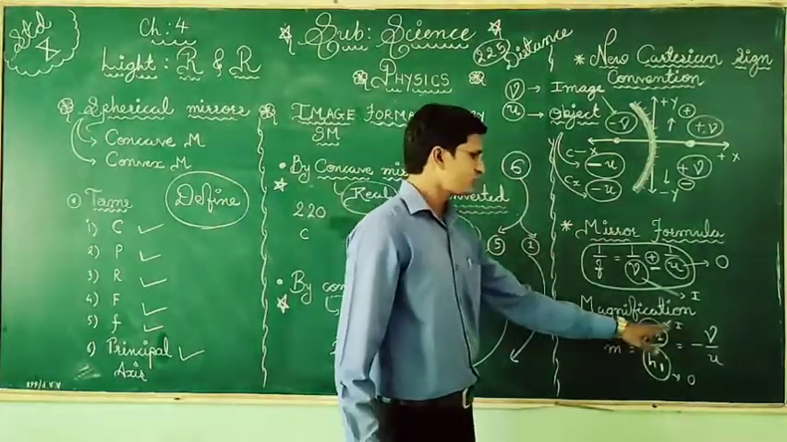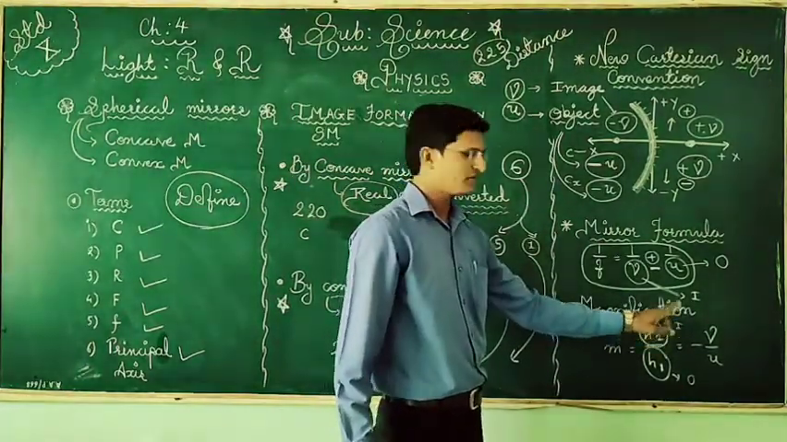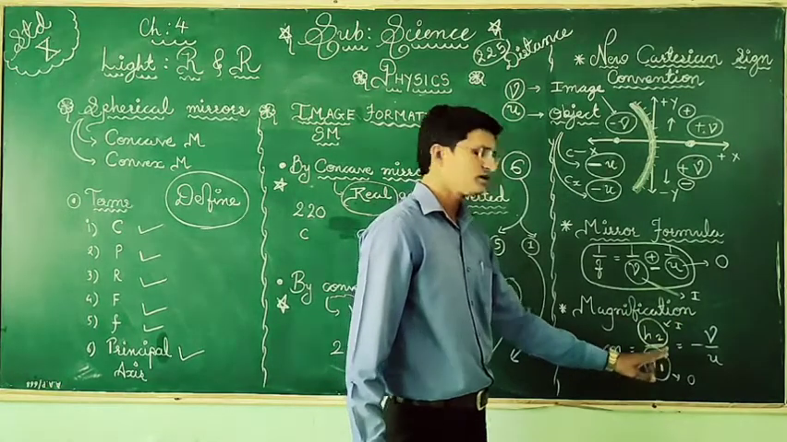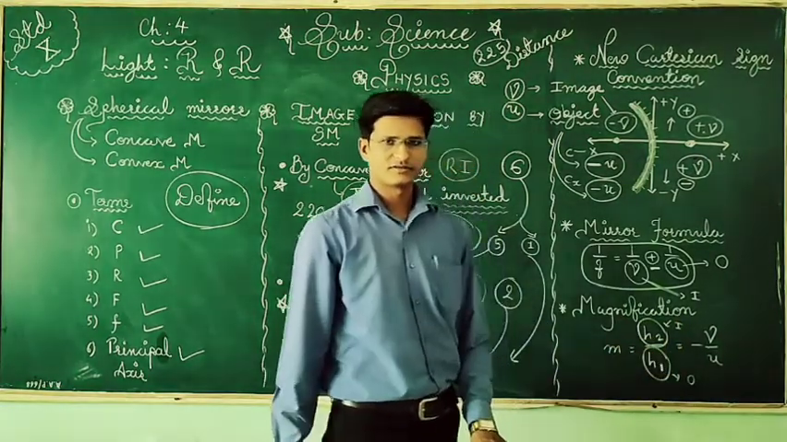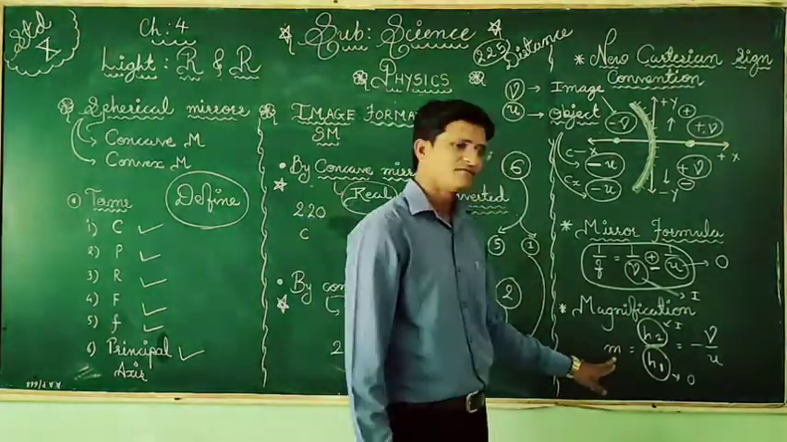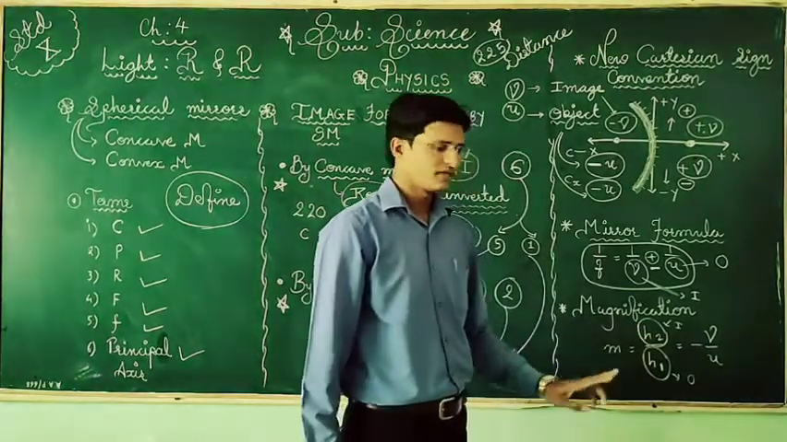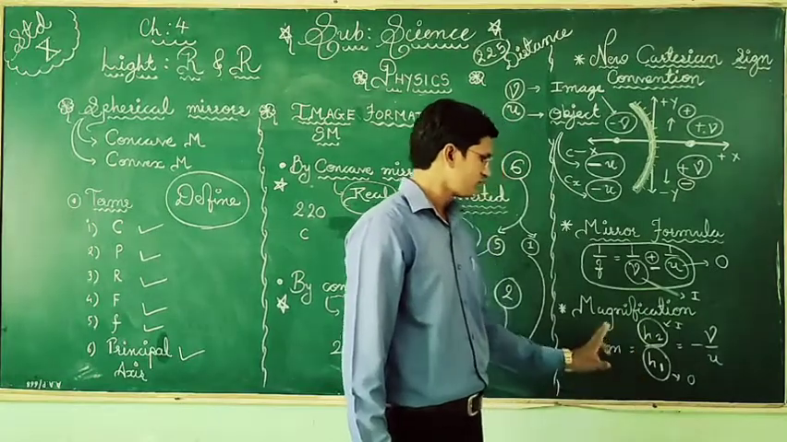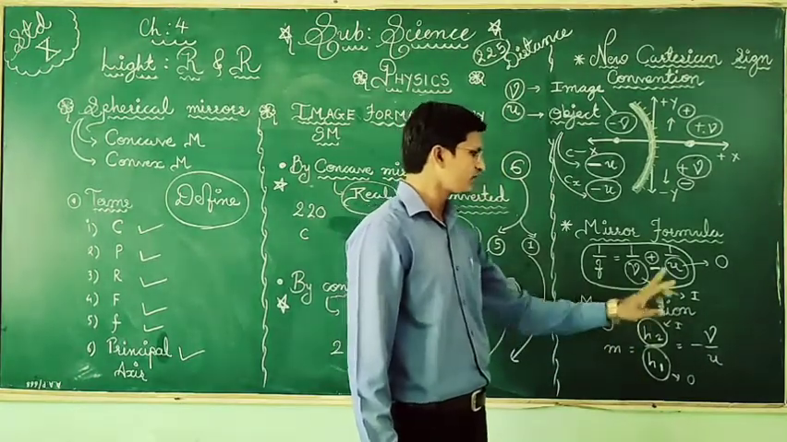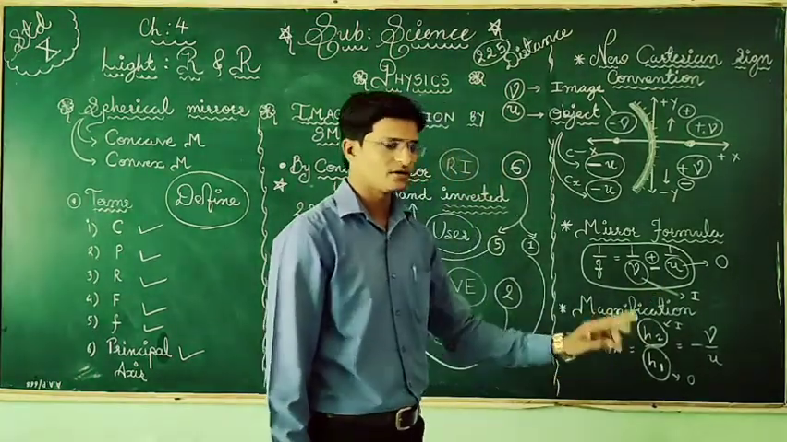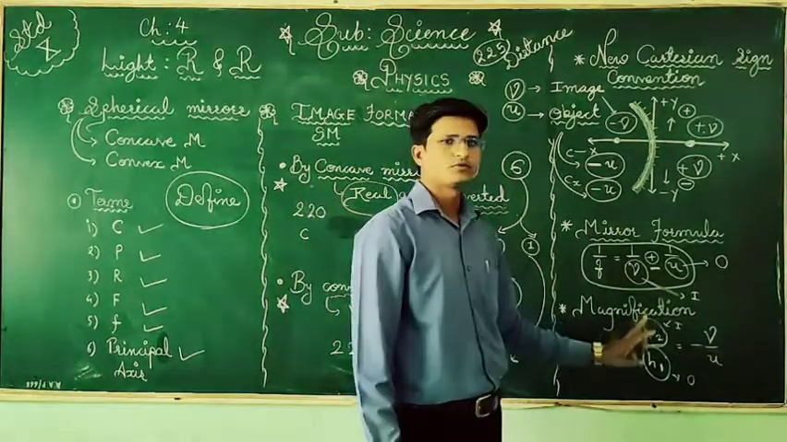So h2 is what? Height of image. h1 is what? Height of object. Once again, m is a magnification. So h2 upon h1, the magnification by the mirror. So m is equal to h2 upon h1.